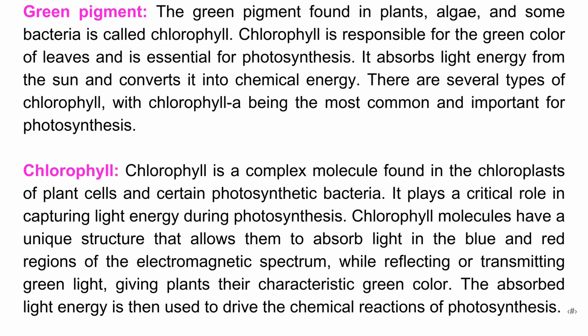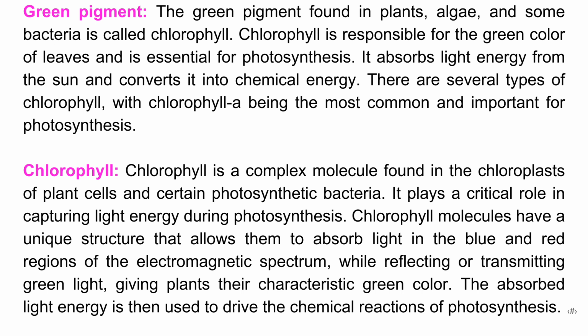Green pigment. The green pigment found in plants, algae, and some bacteria is called chlorophyll. Chlorophyll is responsible for the green color of leaves and is essential for photosynthesis. It absorbs light energy from the sun and converts it into chemical energy. There are several types of chlorophyll, with chlorophyll a being the most common and important for photosynthesis.